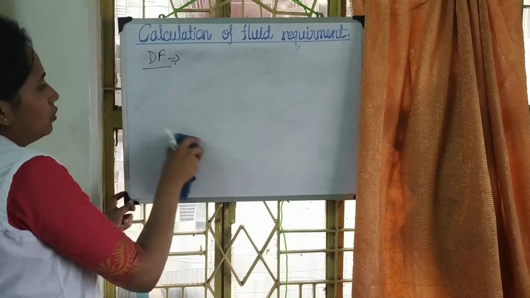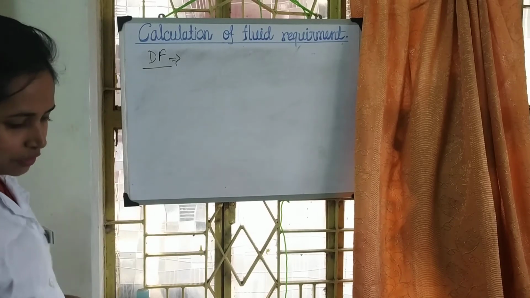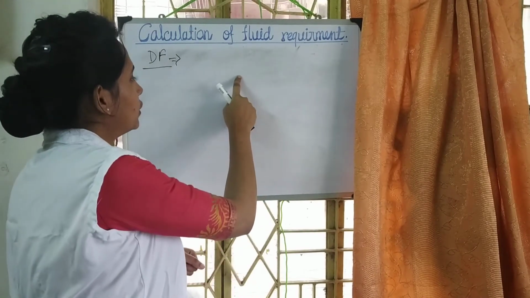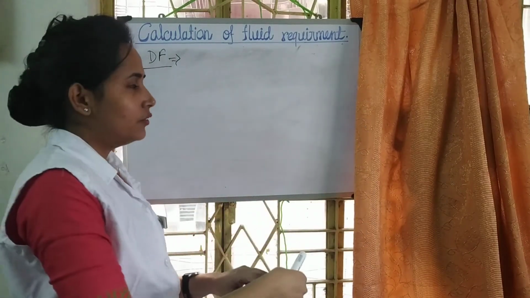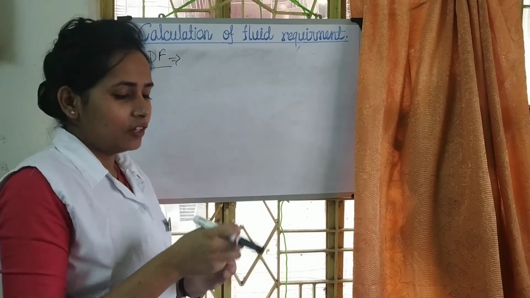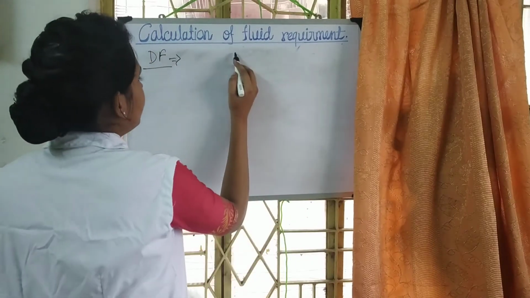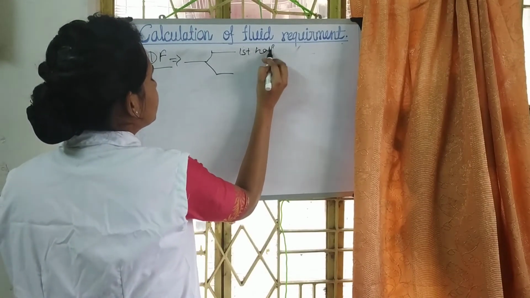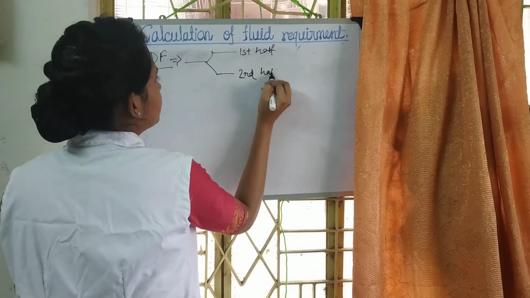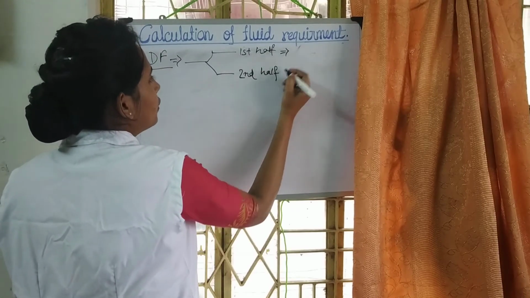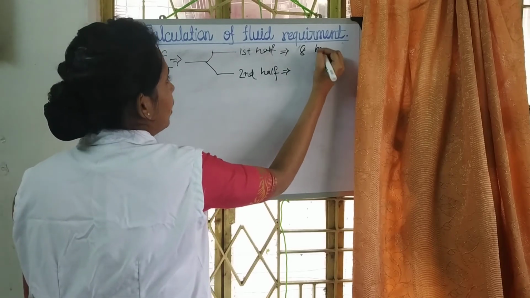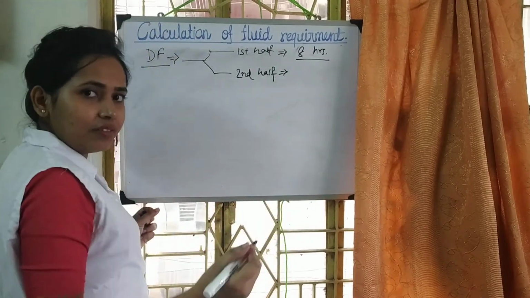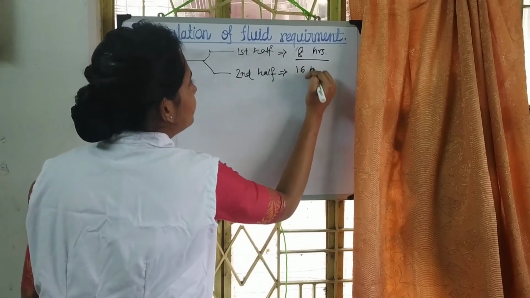Now next is how to calculate deficit fluid. When we calculate the deficit fluid, it is divided into two halves, first half and second half. The first half is calculated in 8 hours. Please remember this: the first half is calculated in 8 hours and the second half is calculated in 16 hours.